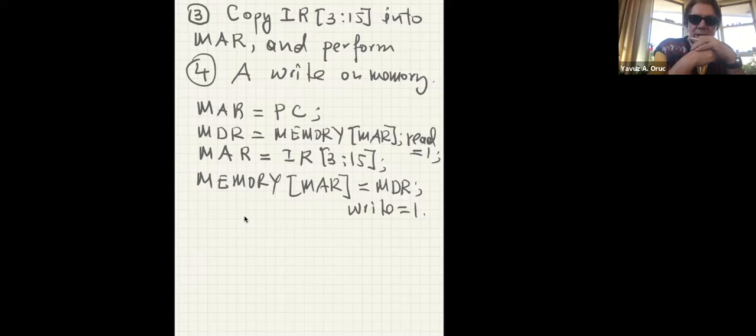So this is the sequence of steps that we have to perform in order to copy something whose address is right next to our instruction word, which is our load instruction, and then place it in a location whose address is given in the instruction word. If you just try to visualize this, let's see if we can actually visualize what exactly this is doing.